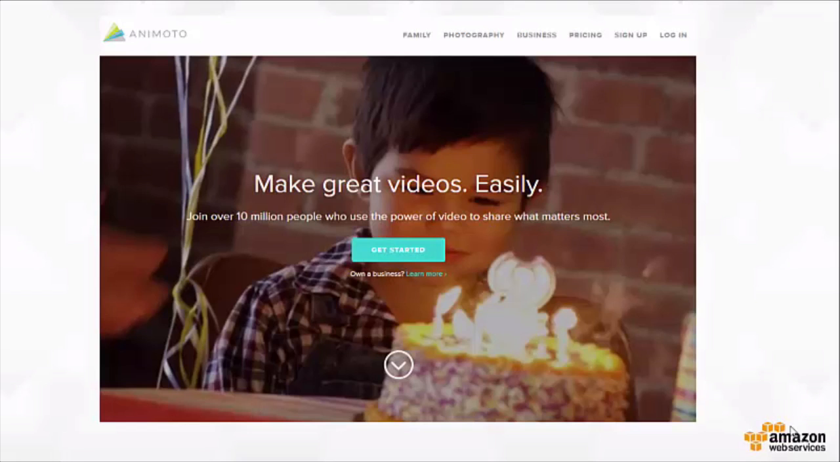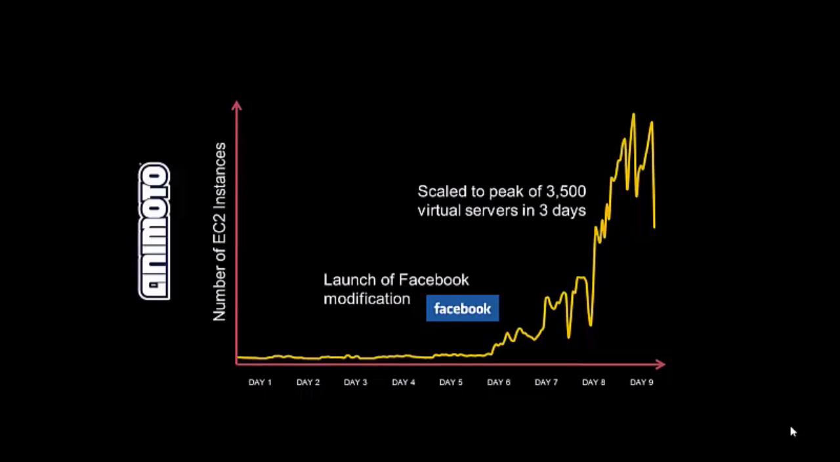And a great example here is the story of one of our customers, a startup called Animoto. They make it easy to create and share videos with friends and family. And the team at Animoto started with a few servers, but they had to scale massively when they launched their Facebook integration feature. They were able to scale to a peak of 3,500 servers in just 3 days. They did not have to do much about it because they had autoscaling set up.